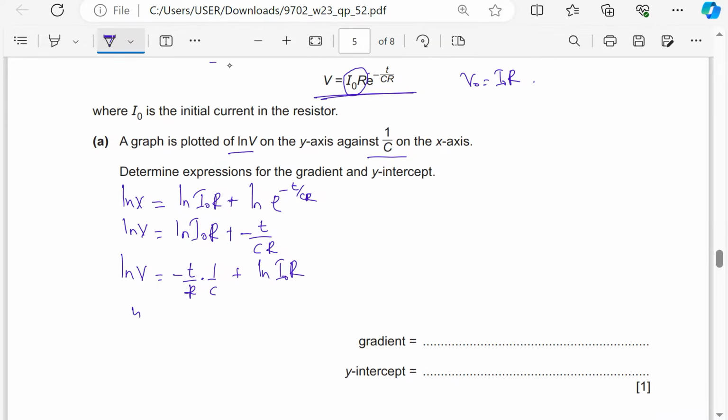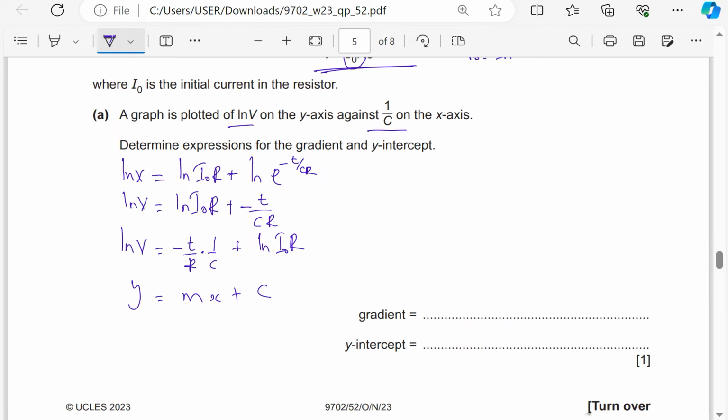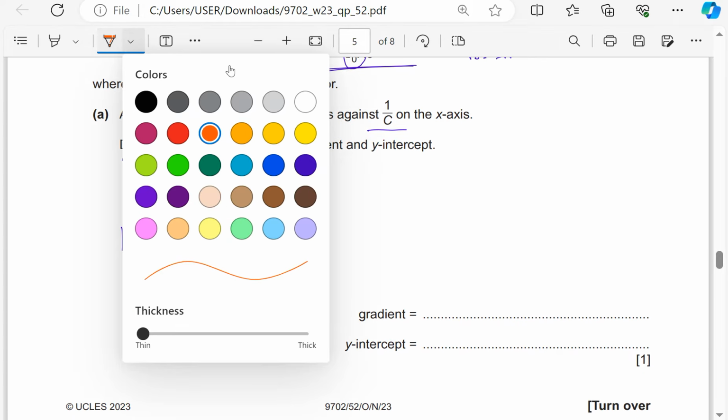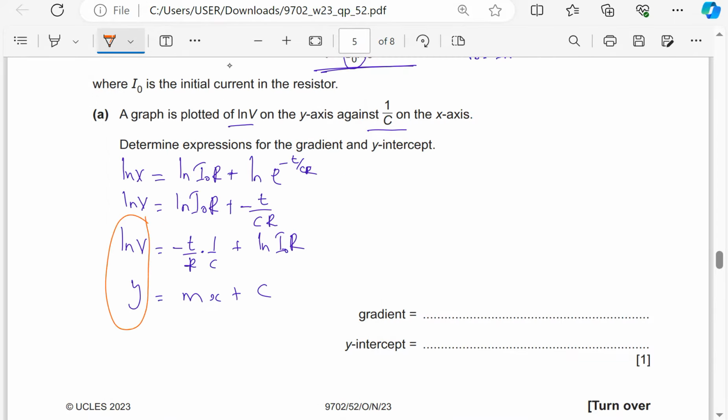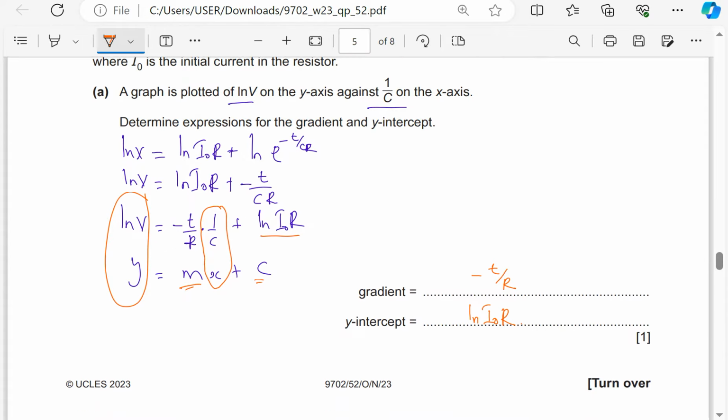If I try to compare this with y equals to mx plus c, it means on the y-axis, I have ln of V. On the x-axis, I have 1 over C. So it means the gradient is minus t over R. And the y-intercept is ln of I naught R. So this is ln of I naught times R. That is 1 mark.